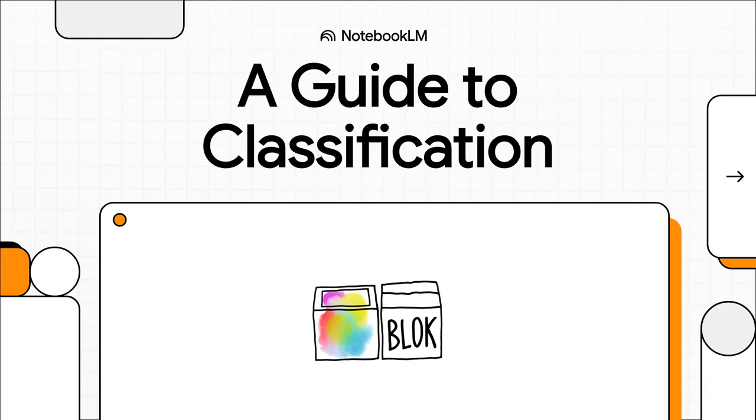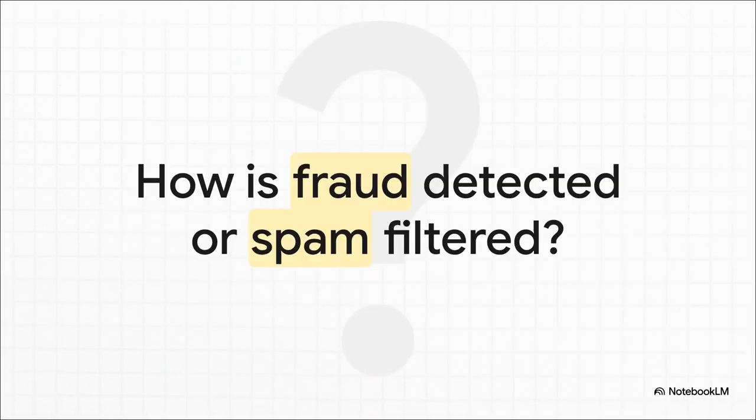Welcome to The Explainer. Today, we're breaking down how computers learn to do something remarkably human: put things into categories. You know, it really does feel like magic sometimes, doesn't it? But the answer lies in a super powerful technique from the world of predictive analytics called classification.